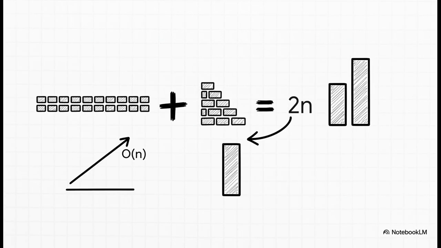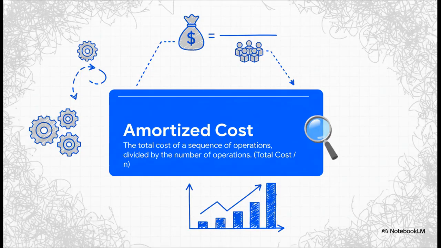So you put it all together, we've got n units of work for the actual appends, plus about n units of work for all the copying combined. That means the total work for n operations is in the ballpark of 2n, which in big O notation is just O(n). And that brings us right to the formal definition of amortized cost. It's simple. You take the total cost for that whole sequence of operations, which we just figured out is O(n), and you just divide it by the number of operations, n. That gives you the average cost per operation.